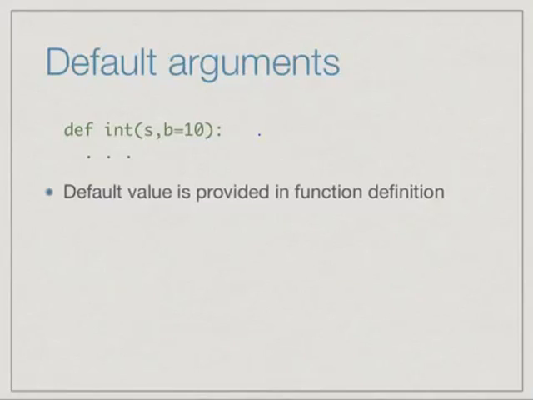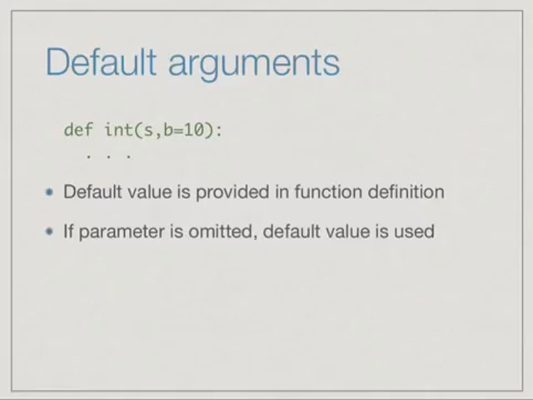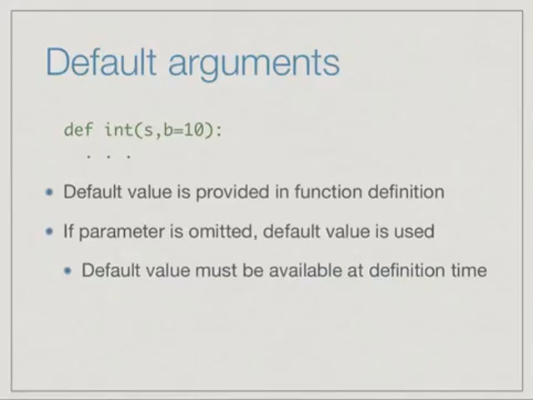So the default value is provided in the function definition, and if that parameter is omitted, then the default value is used instead. But one thing to remember is that this default value is something that is supposed to be available when the function is defined. It cannot be something which is calculated when the function is called.